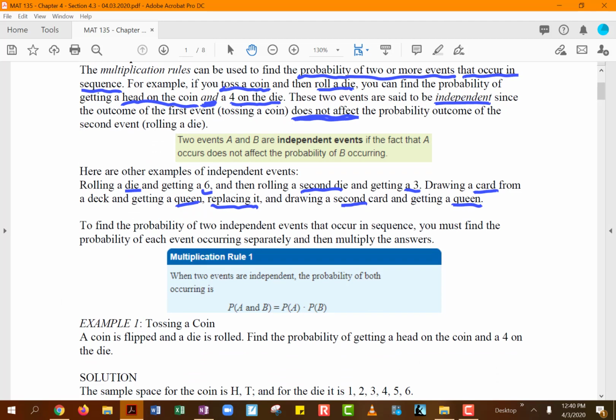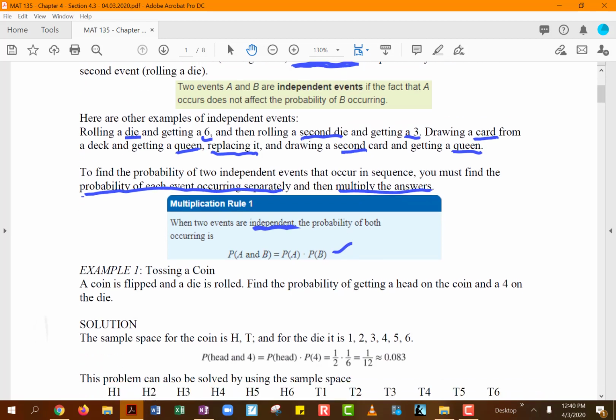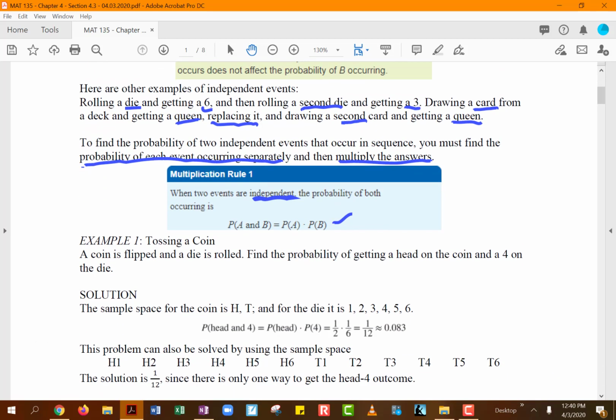If you have two independent events that occur in sequence, then the probability for them is basically that you find the probability of each event separately and then multiply the answers. As long as your two events are independent, this is going to be your probability rule. So the probability of A and B is going to be the probability of A multiplied by the probability of B, okay?